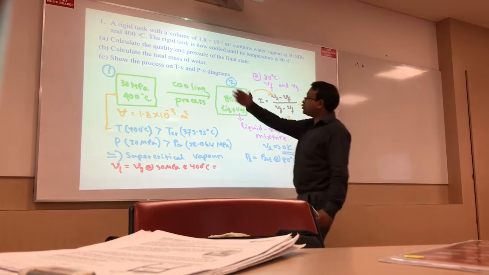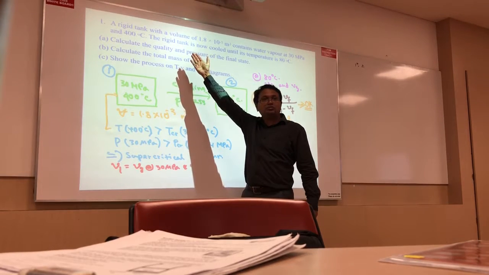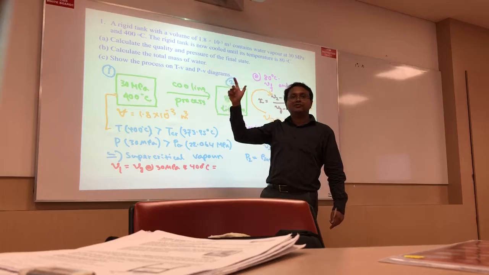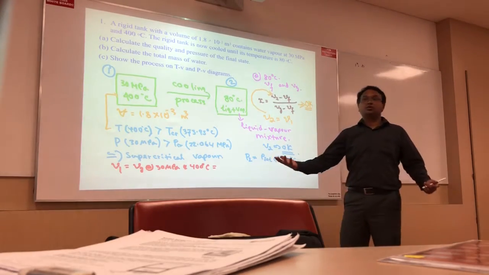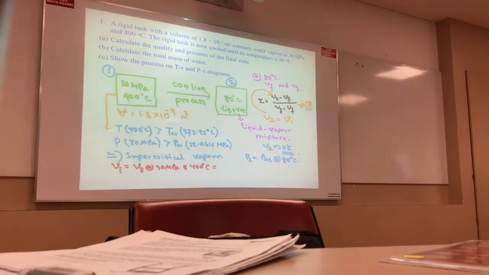Alright. Then what is the total mass? I know specific volume, I know total volume. What is the mass? Total volume by specific volume. Right? So mass becomes total volume by specific volume. I am writing here.